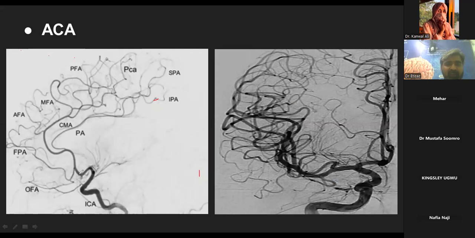Look at here. So this is M1 segment. This is M2 segment. This is pericallosal.